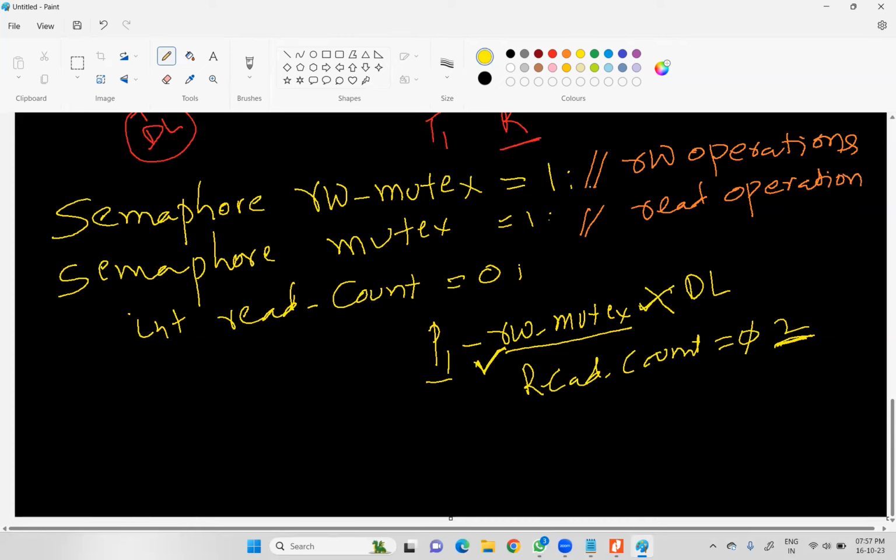Hope that you understood the scenario. This scenario is very important. If you understand this scenario, everything is easy. If you do understand this one, it is very easy to understand all the remaining scenarios.